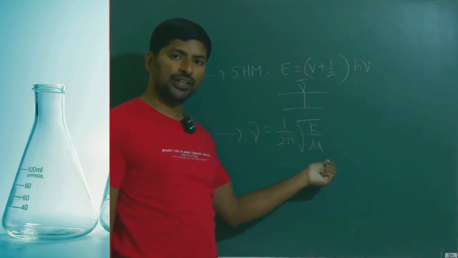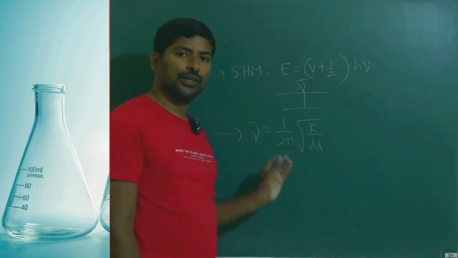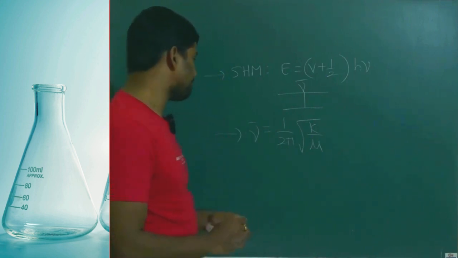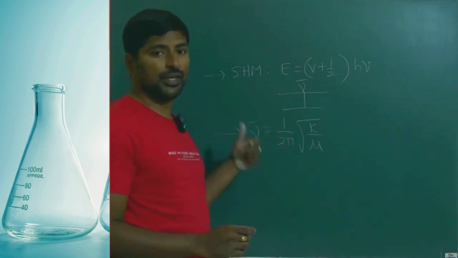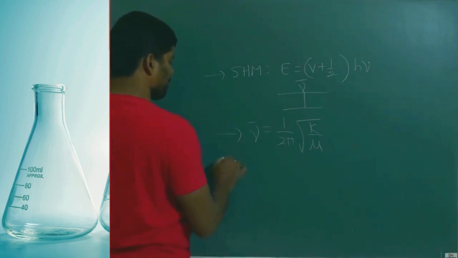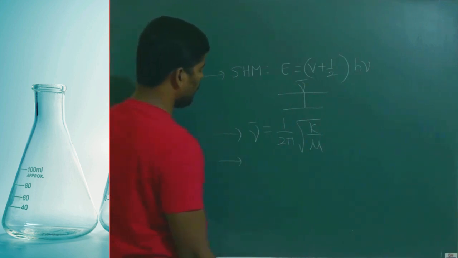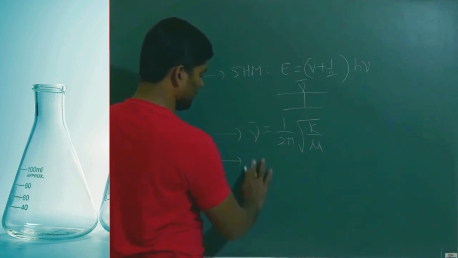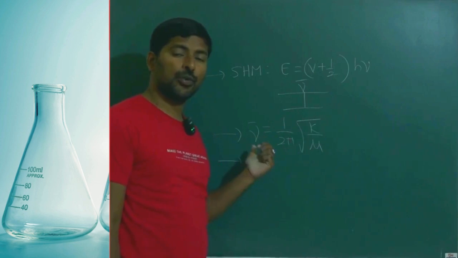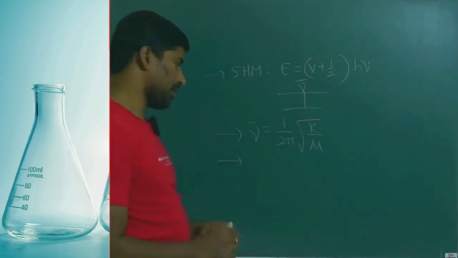As reduced mass increases, heavier isotopes, vibrational frequency decreases. As polarity of the bond increases, vibrational frequency increases. Okay. Next, in the morning we compared: what about nu bar values for DBr and HBr? The nu bar value for DBr is 1 by root 2 times the nu bar for HBr. Okay.